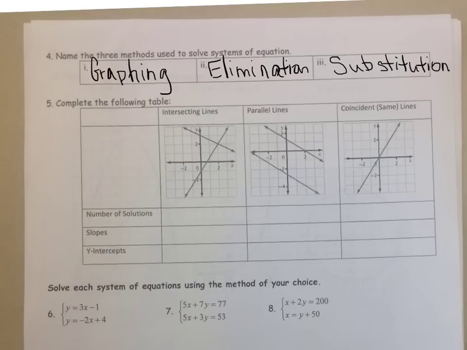Now we need to go over what the different types of solutions mean. For intersecting lines, how many solutions do we have? Well, we have one solution, and it's where the lines intersect. For parallel lines, how many solutions do we have? 0. There is no solution when we have parallel lines. How many solutions for the same line? Infinite. Many solutions.